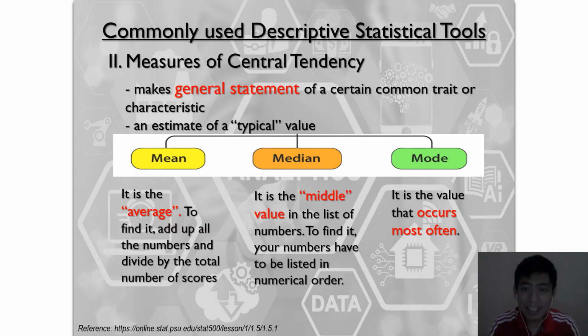So the mean is the average. You get the total, you add all of the numbers and you divide it by the total count of numbers. Then the median is the middle value, but make sure that you arrange your numbers in order. Then the mode is the value that occurs most often.